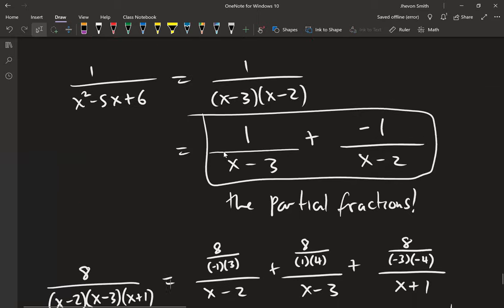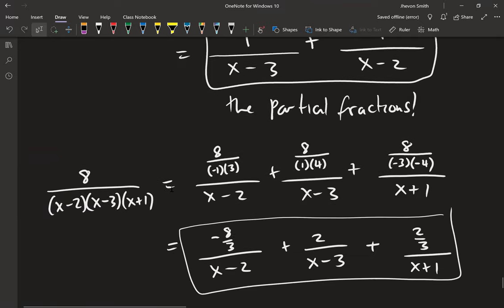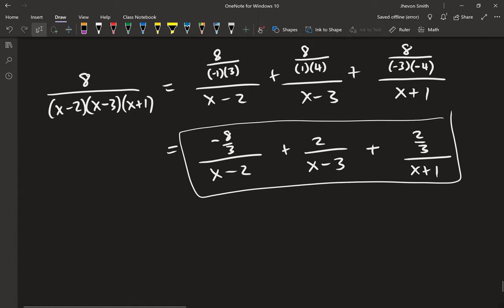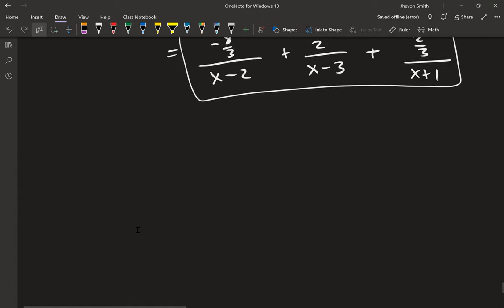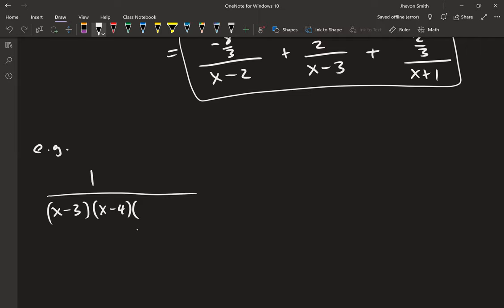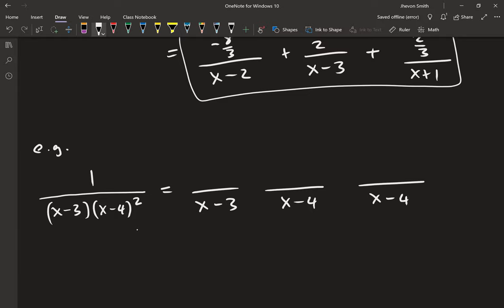With this example right here, I could see that was 1 and minus 1 right away. It didn't really take much cleanup. And here's the thing. Now, here's another example. Suppose I had 1 over x minus 3 times x minus 4 squared. Let's say I had that. So here I have a repeated linear factor. Okay? So this would obviously break down into A over x minus 3, B over x minus 4, and this over x minus 4 squared.